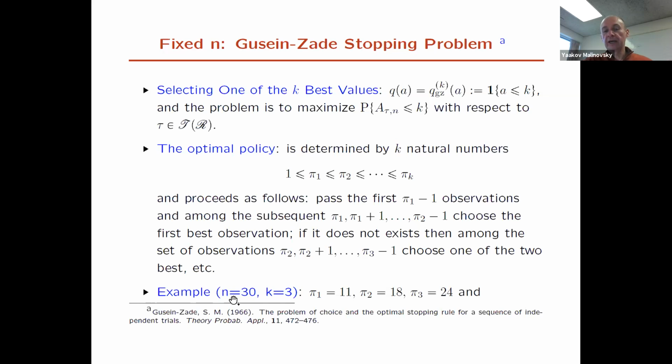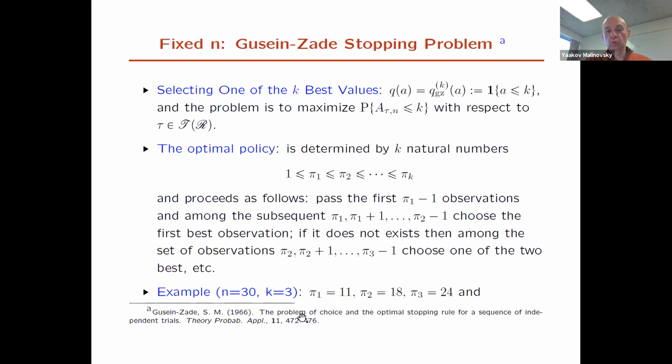For example, if n equals 30, and you would like to pick one with absolute rank less than or equal to 3, you reject the first 10, and then from observation 11 to 17, you only pick relative rank 1. From 18 to 23, you pick relative rank 1 or 2. From 24 to 29, relative rank 1, 2 or 3. And if you don't have such until 29, you take the last one, and what you have, you have.